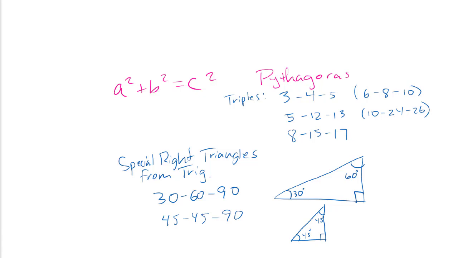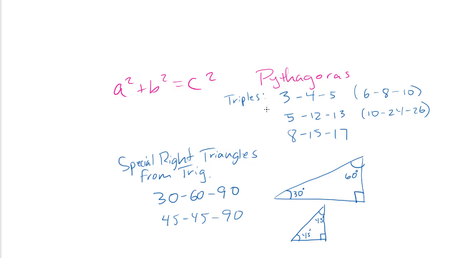You definitely want to know all your special right triangles for the exam. As we had the Pythagorean triples, the 3, 4, 5, 5, 12, 13, 8, 15, 17, or any scaled version of those. They could be doubled, 6, 8, 10, or halved, whatever it was. Those were very important to quickly get the answer.